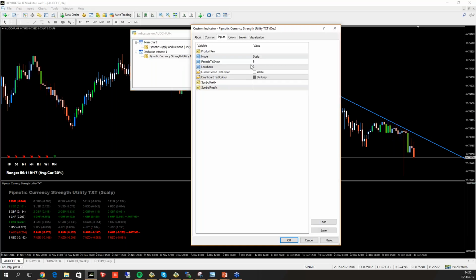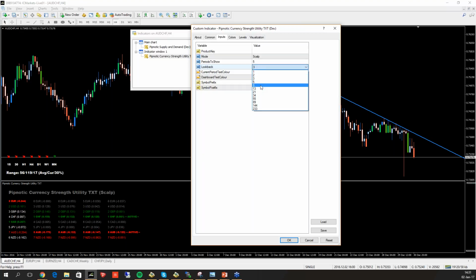Okay, so now we have another setting, which is the look back. And look back simply tells the indicator to show you currency strength now relative to currency strength 1 period ago, 2 periods ago, 3, 5, 8, 13, 21, 34. So it's nothing too fancy, but you'll find that if you use the smaller values, so 1, 2, 3, these will change an awful lot. These will be changing a lot more frequently.